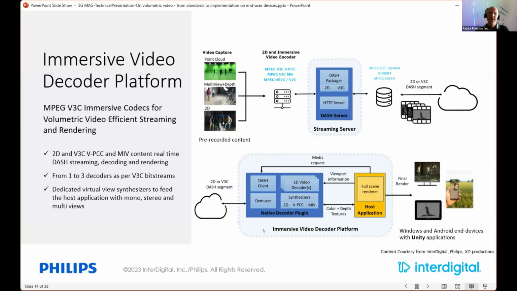And on the receiver side, we have an implementation with one native decoder plugin, which handles basically what I described previously: the demuxing, addressing the 2D video decoder, and synthesizing the 3D reconstruction of the video. And a host application that is a Unity application that can enable some tests, interoperability, or illustrate more use cases for demos.